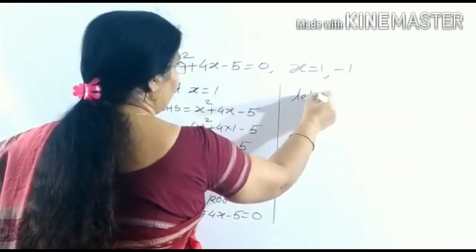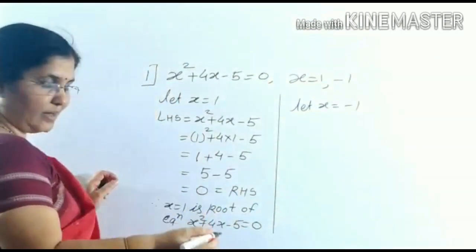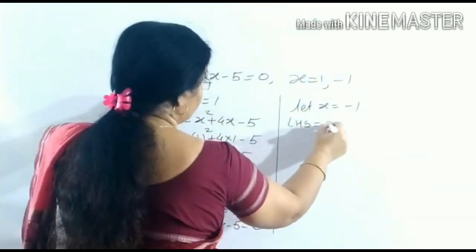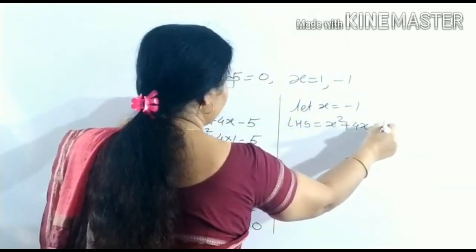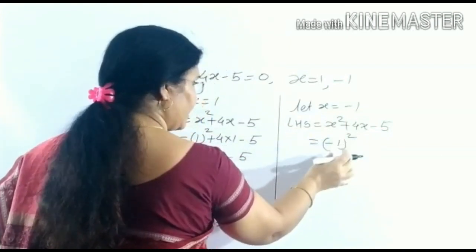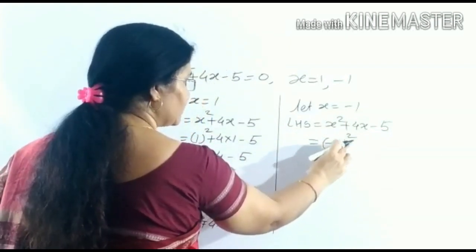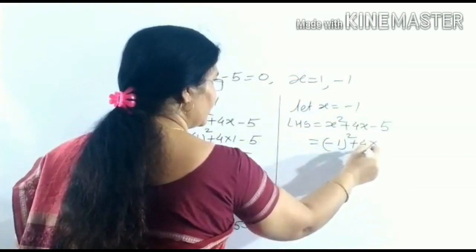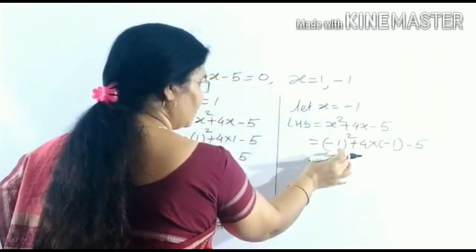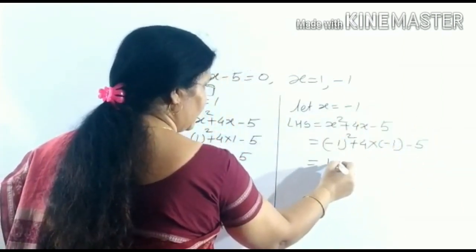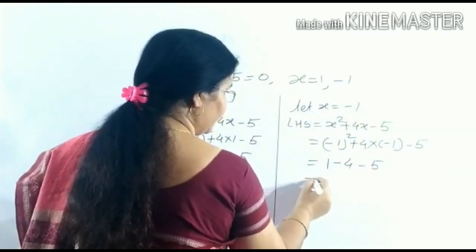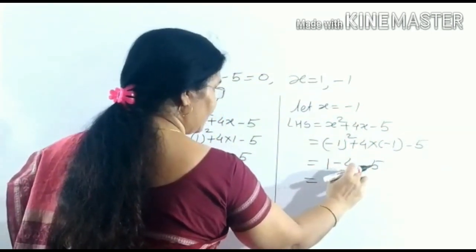Let x is equal to minus 1. Again we will take LHS is equal to x square plus 4x minus 5. I shall put here minus 1 instead of x. Minus 1 square plus 4 into minus 1, minus 5. Minus 1 square is 1. Now 4 into minus 1 is minus 4, minus 5. So 1 minus 4 minus 5.